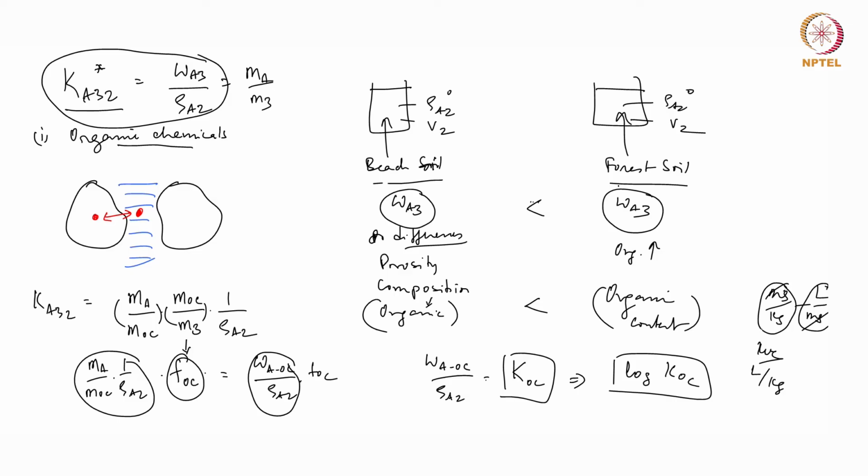When you see only log KOC, if you say log KOC of 4, it means KOC is 10 raised to 4 liters per kilogram, unless otherwise specified. Sometimes people will give you the KOC in different units. So, 10 raised to 4 liters per kilogram is 10 meter cube per kilogram. They will give you 10 meter cube per kilogram, and that is also valid. But if there is a mention of only log KOC, then it is assumed that the units of KOC are liters per kilogram.